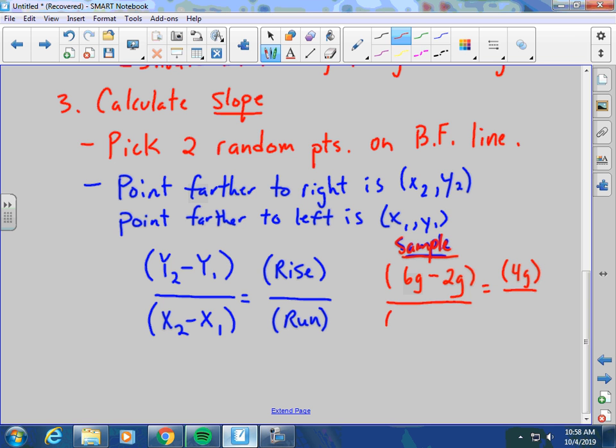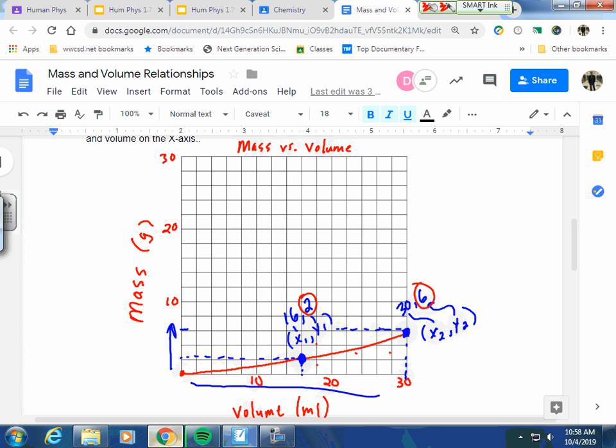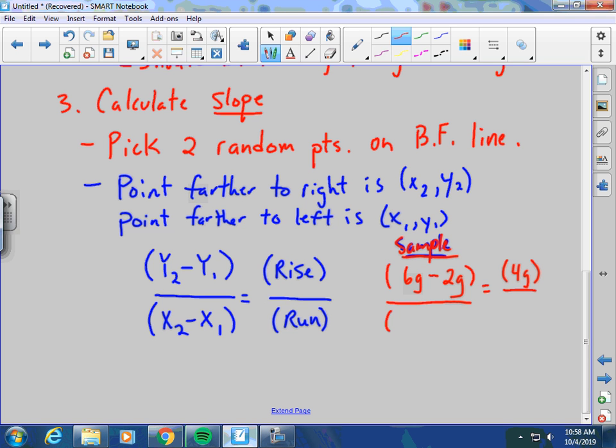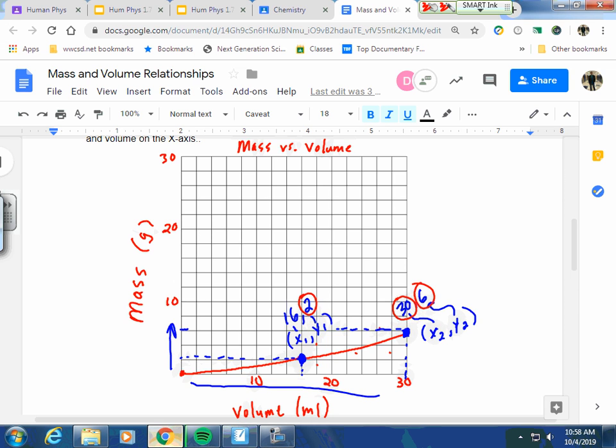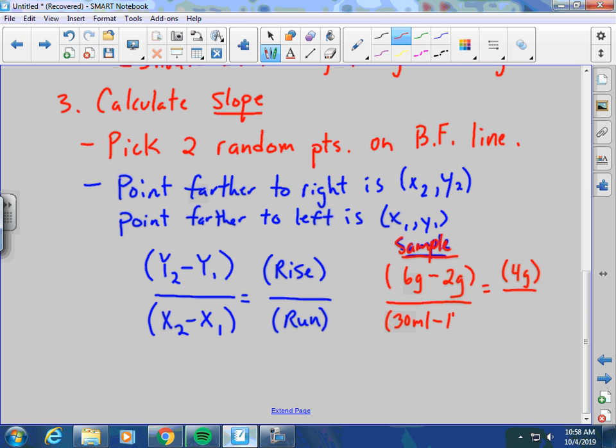And then I'm going to do my run. So x2 is 30 what in this case? Milliliters. Okay, so 30 milliliters. And I'm going to subtract x1, which is 16 milliliters. And so that comes out to what? Anybody know? 14 milliliters. All right, and the last step is just take 4 and divide it by 14.